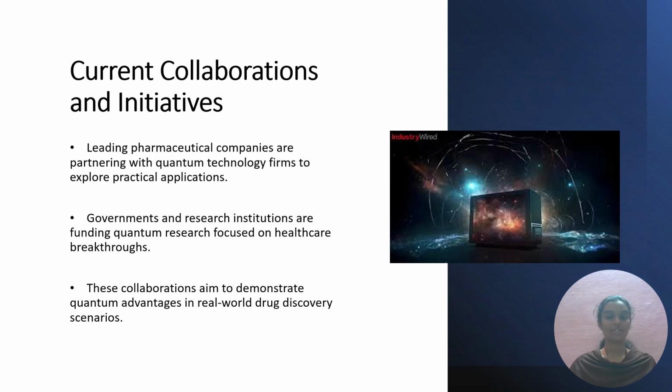The current collaborations and initiatives. There is a wide range of collaborations and initiatives in quantum computing that focus on healthcare. Several leading organizations are actively working on applying quantum computing to drug discovery.